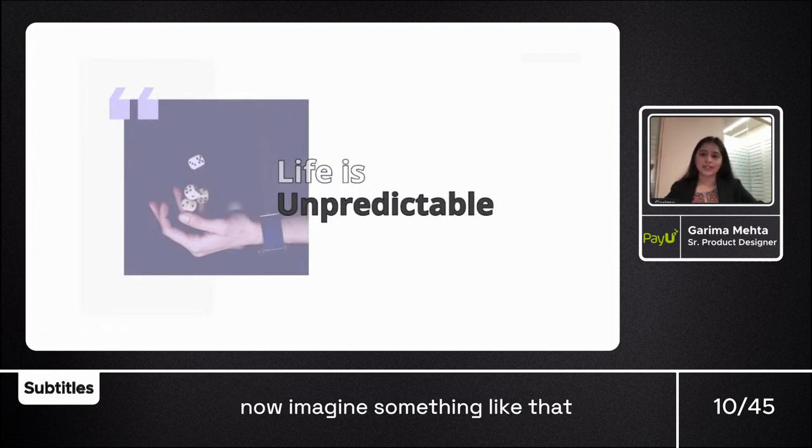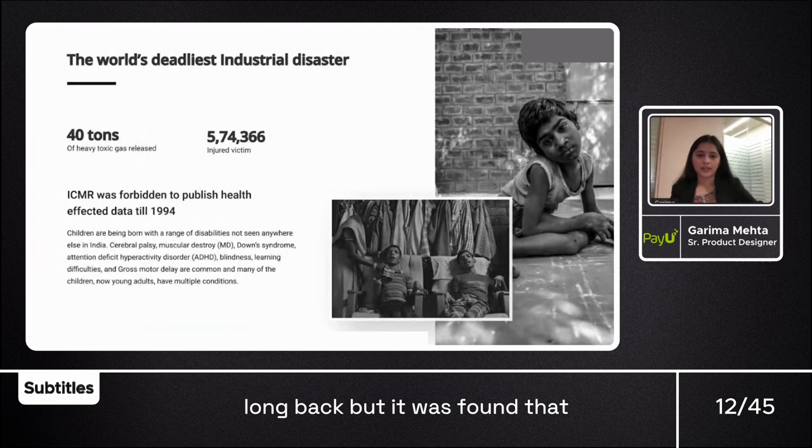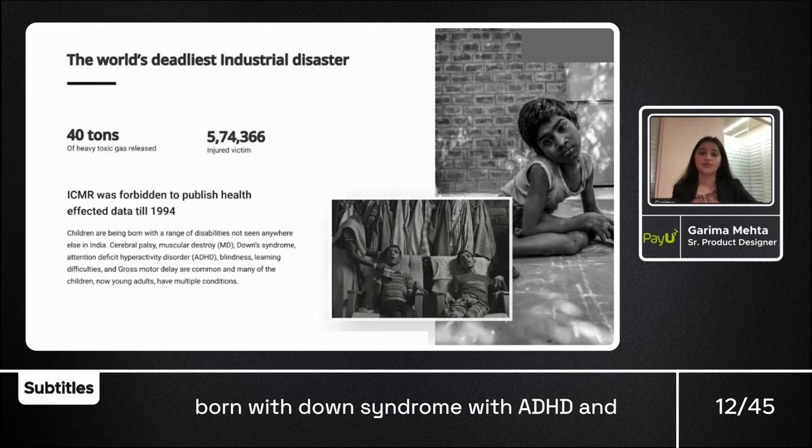Now imagine something like that. That is a very different case, but think about something simple like an accident or anything else. So life is very unpredictable. Here's an example of the Bhopal gas tragedy, which dates long, long back. It was found that 40 tons of heavy toxic gas was released in the air. And even 30 years later, there are children being born with different cognitive disabilities and physical impairments as well. There are people in India who are born with Down syndrome, with ADHD, and a lot of different complications.